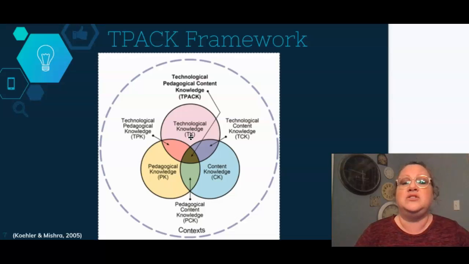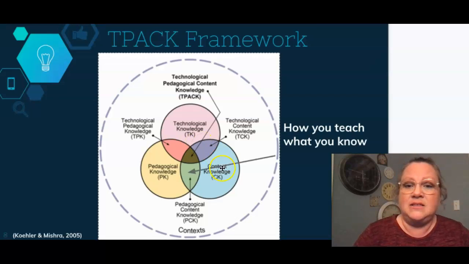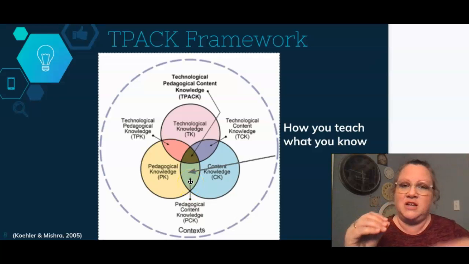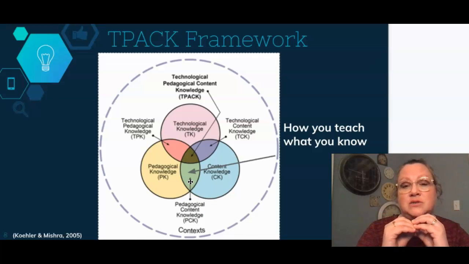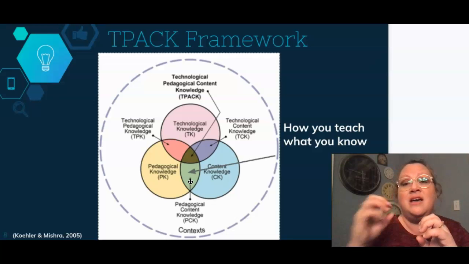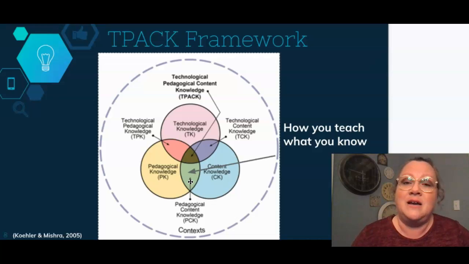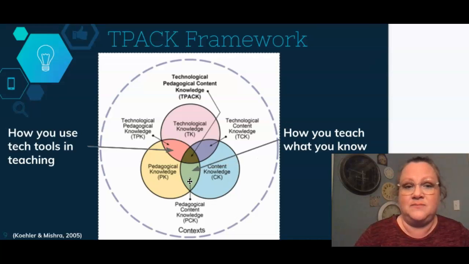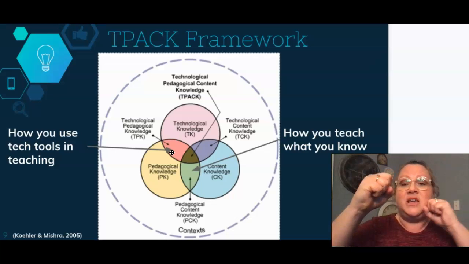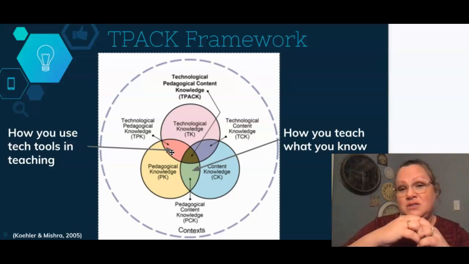Now, let's look at how these 3 domains intersect. How do they work together? Let's start here with pedagogical content knowledge. This area represents what you know about your subject and what you know about teaching, how those things work together. You may have a teaching strategy that you use with your specific, let's say, writing, and those work together in the pedagogical content knowledge. This area, technological pedagogical knowledge, says, what do I know about technology and what do I know about teaching? How do those things work together?